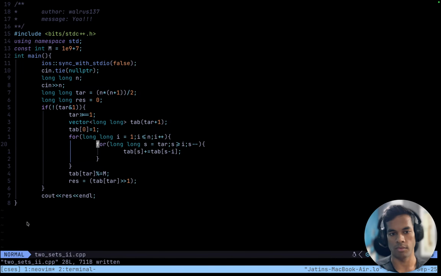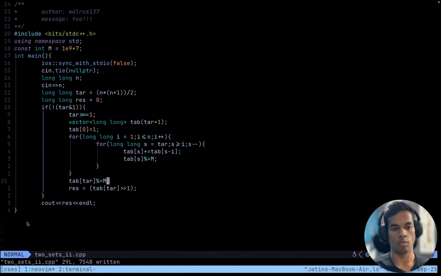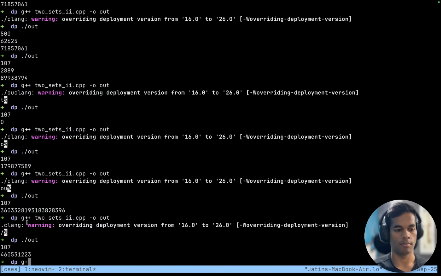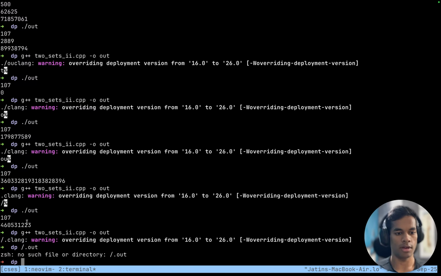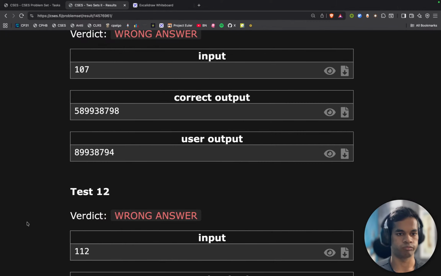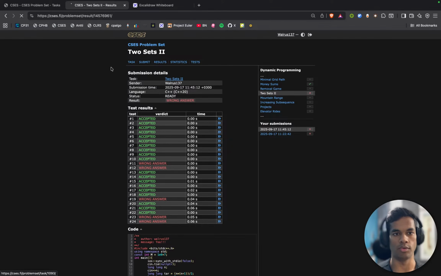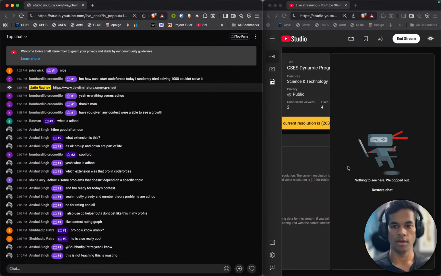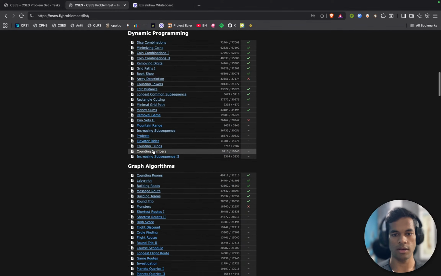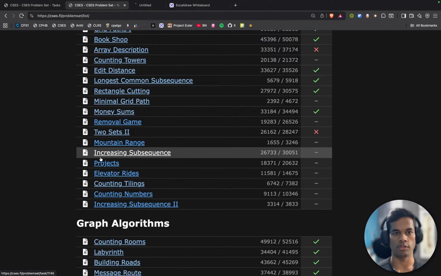Yep. Tab s remainder with m, modulo m. Now we won't be getting a very big number. Yep, 10^7. Yeah. Okay, so we can skip this for now. And by skip, I mean I will do this on my own later on the stream, maybe. Yep, and this doesn't make sense right now. It is not happening right now. Increasing subsequence. Let's do that one.